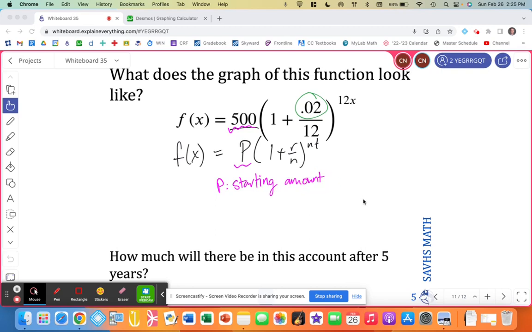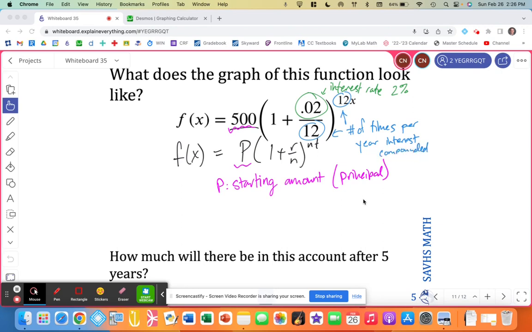Amount, I forgot how to spell. P is your starting amount or principal. R is an interest rate. In this problem, it's 2%. This 12 is n, and the n is the number of times per year, let's say, the interest is compounded.